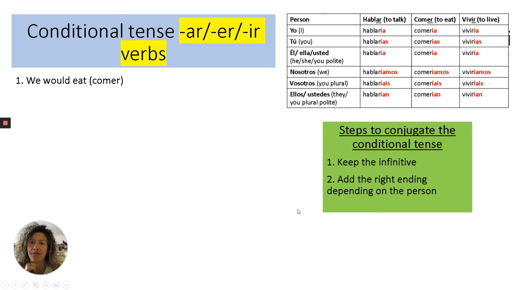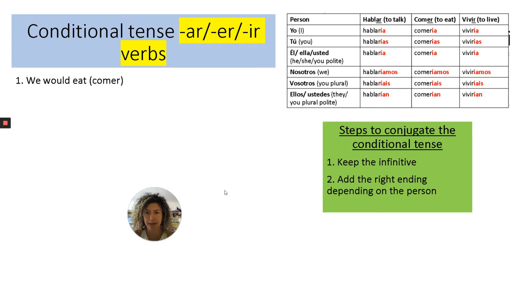Let's start with the first one. We would eat. The verb is comer. How do we say that? Pause the video, and when you get it, come back to me and I will tell you the answer. Okay?